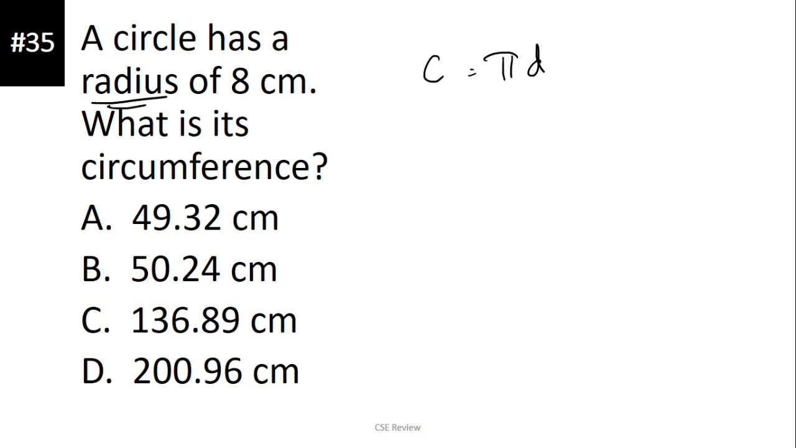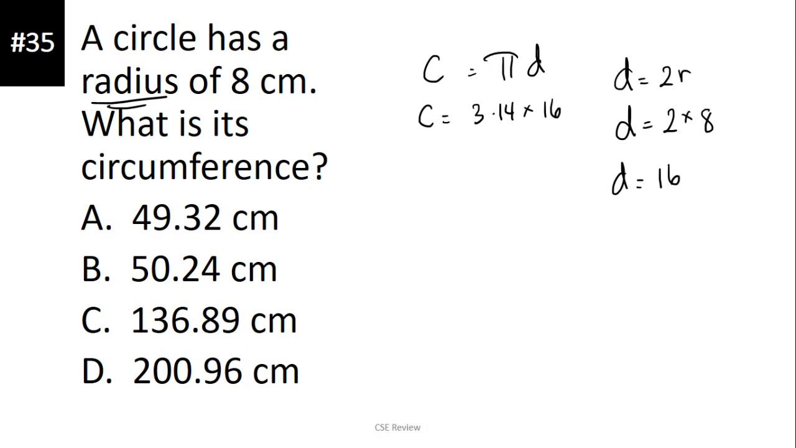Radius ang binigay, ibig sabihin hindi pa siya diameter. Ang diameter is equal to 2 times the radius. So, it's going to be 2 times 8 for the diameter, which is 16. So, ang formula niya, circumference is equal to 3.14 times 16. Okay? So, 3.14 times 16, it's going to give us 6, 12, 18, 24.